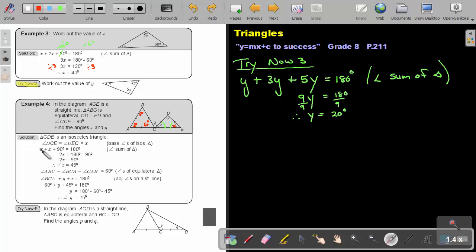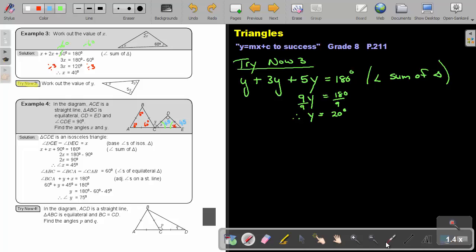Then I solve it. x plus x will be 2x. To cancel that 90, I subtract 90 on both sides. Then I divide by 2 and I divide by 2, and I get that the value of x will be 45 degrees. So always a good idea, if you find an angle, is to write it in your sketch. It will help you to remember you already worked it out.